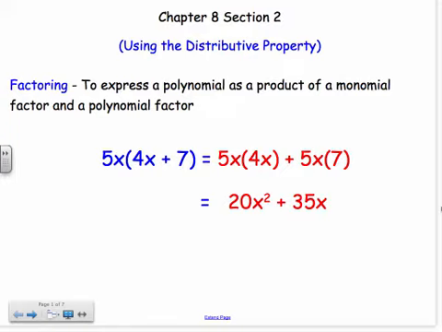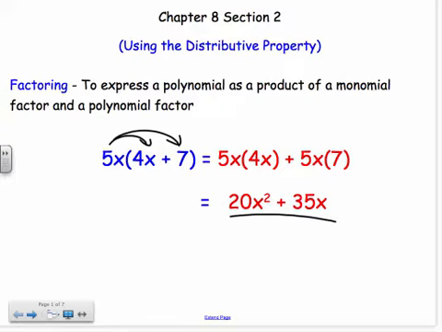So let's just review our distributive property. If I had 5x times this sum, 4x plus 7, I just distribute, right? And I take 5x times 4x and 5x times 7. And then we simplify that into 20x squared plus 35x. Okay, what we're going to do is take that 20x squared plus 35x and work backwards and factor out that 5x, which we just distributed.